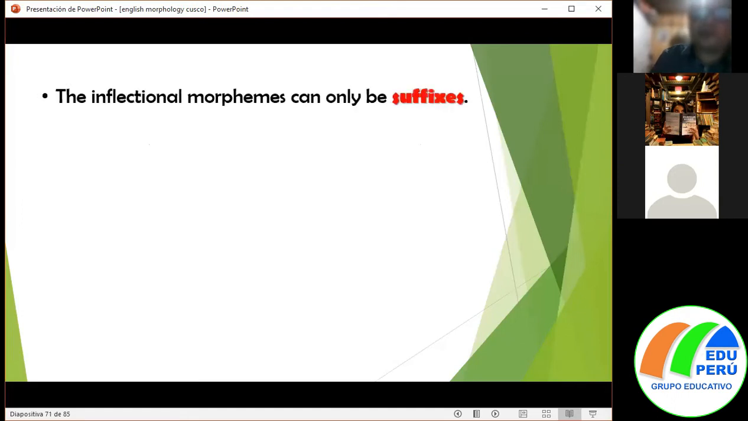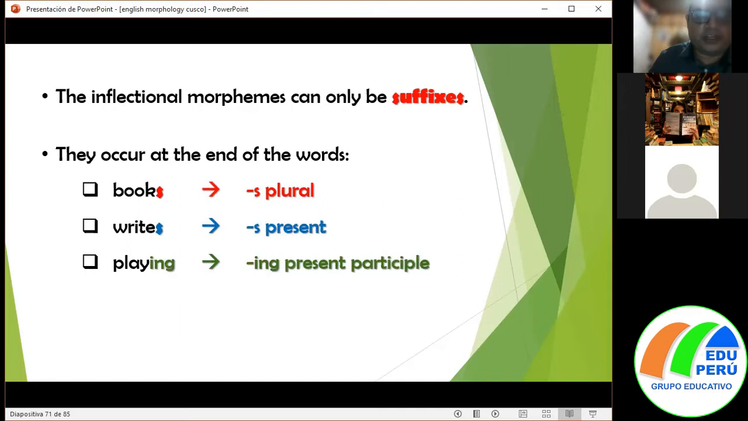The inflectional morphemes can only be suffixes. Notice here, bound morphemes could be prefixes or suffixes, but the inflectional morphemes are only suffixes, not prefixes. They occur at the end of words.